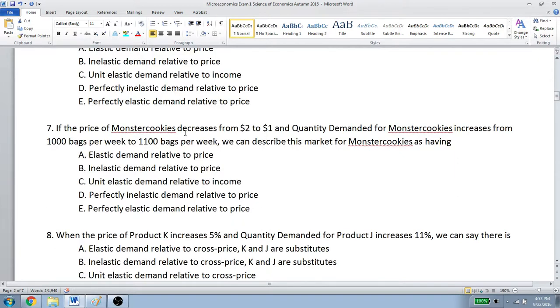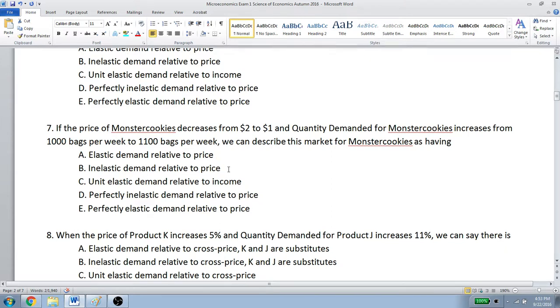If the price of Monster cookies decreases from $2 to $1, it's cut in half, right? There's a 50% cut in price. And quantity demanded for Monster cookies increases from 1,000 bags per week to 1,100 bags a week. And you think about that, that's a 10% increase in selling of Monster cookies. Then we can describe the market for Monster cookies as having, is it elastic, inelastic, unit elastic, perfectly inelastic, perfectly elastic?